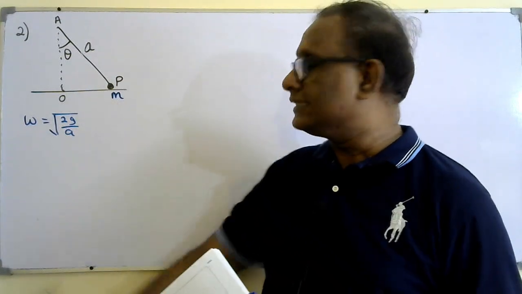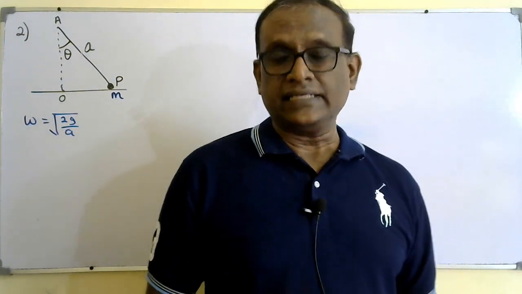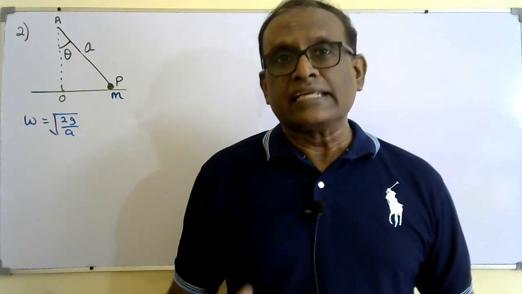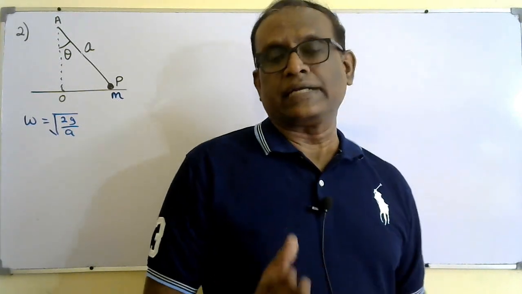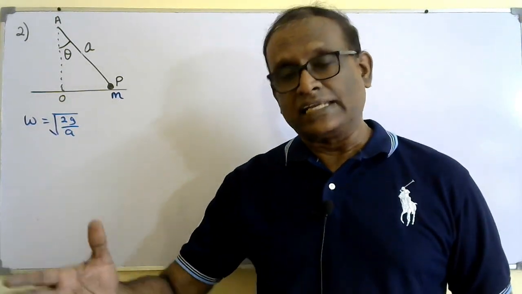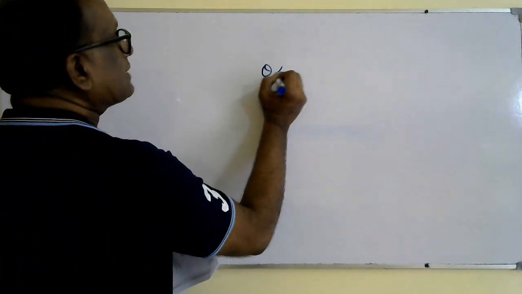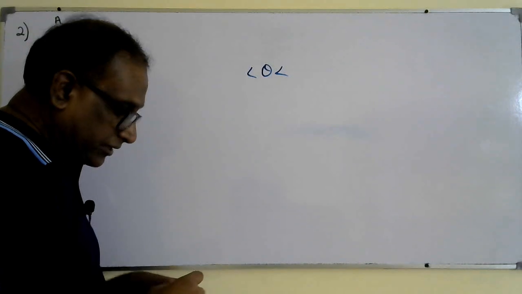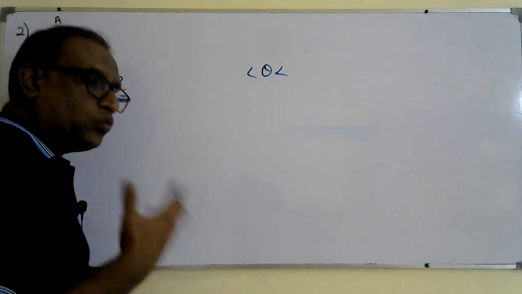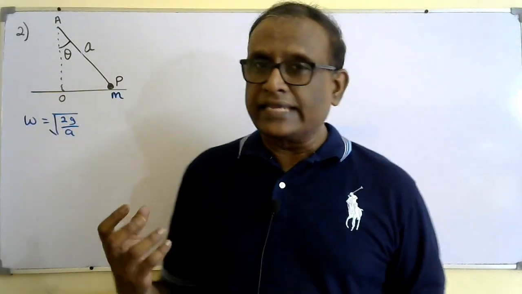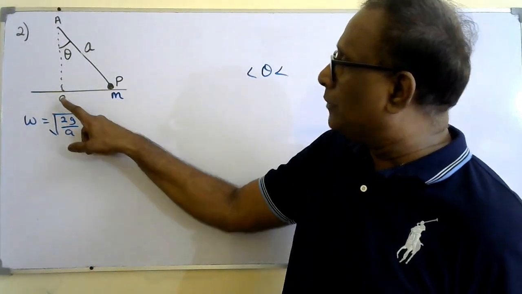So the particle is touching the table, so there will be a normal reaction. That normal reaction must have a real positive value. From that I can get a particular limit or range. Range means normally I should show theta less than something, greater than something. That is called a range. But one limit I can directly say. They are saying A is above O.